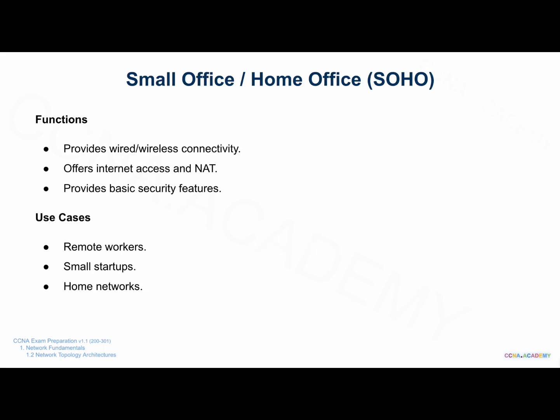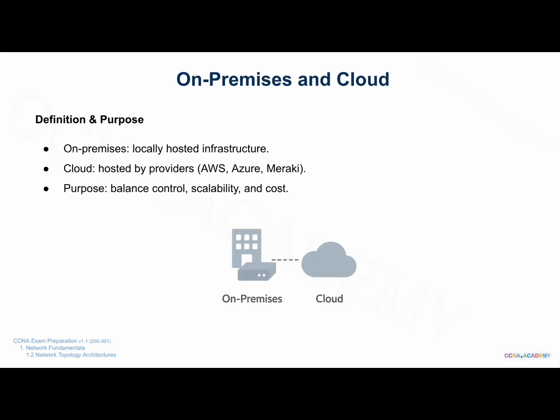SOHO networks provide wired and wireless connectivity, basic firewall protection, and NAT for internet access. Common use cases include remote workers, startups, and small branch offices where ease of use is more important than enterprise-grade scalability. On-premises networking means infrastructure is hosted and managed locally, while cloud networking relies on provider-managed resources.